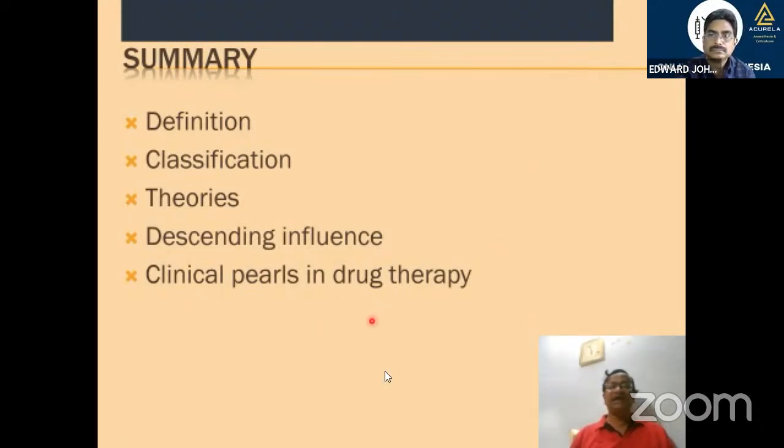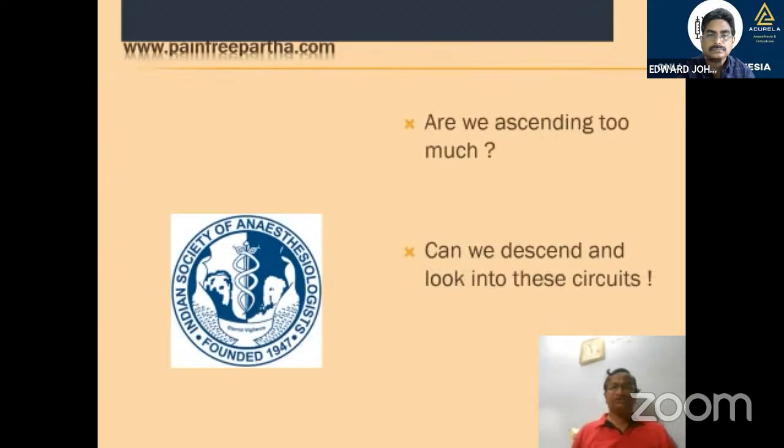As I've already drawn a diagram to tell what the clinical pearls are, targeting drug therapy in very simple terms. There is so much in pain therapy, I'm not going into newer analgesics. So are we ascending too much? Can we descend slightly, look down and look into these sectors?